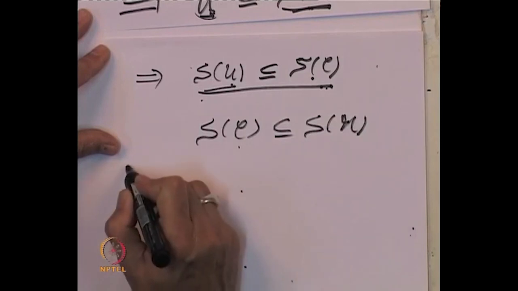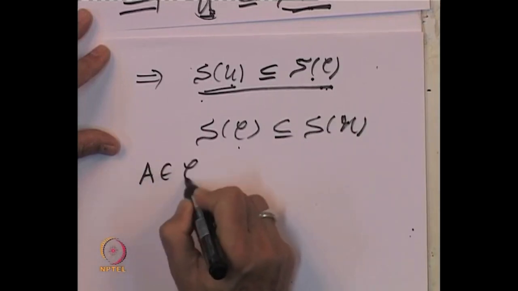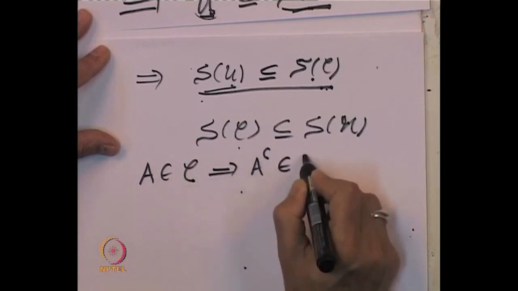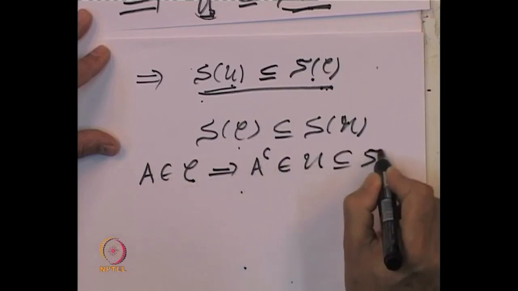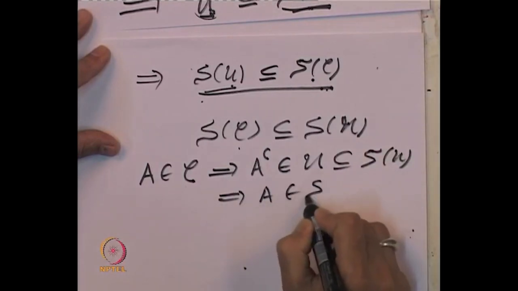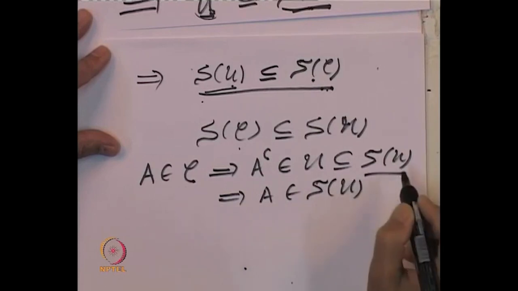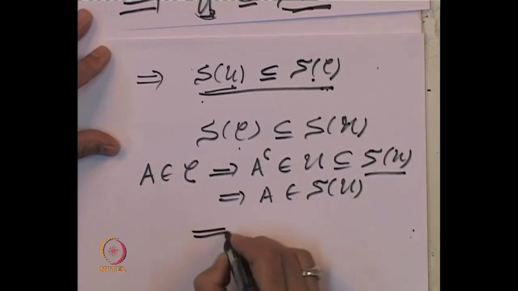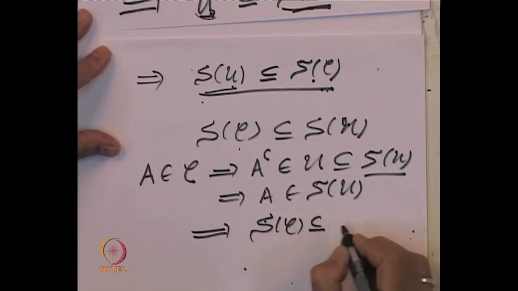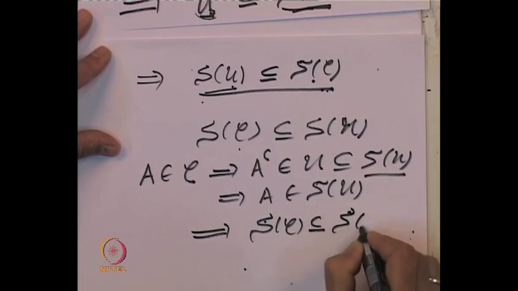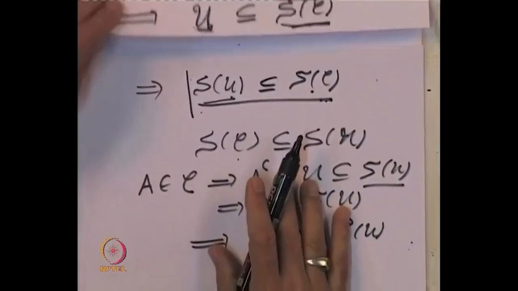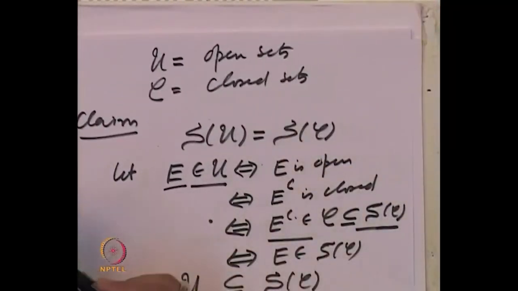Because if I take a set A which is in C, that means A is closed, that means A complement is open, so it belongs to U, which is in S of U. And that will imply that A belongs to S of U, because that is a sigma algebra. Hence this implies that the sigma algebra generated by C must come inside S of U. So, the collection S of C is same as S of U.